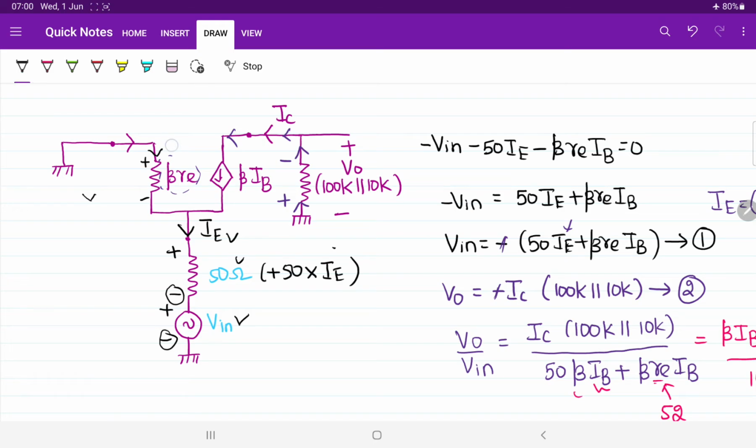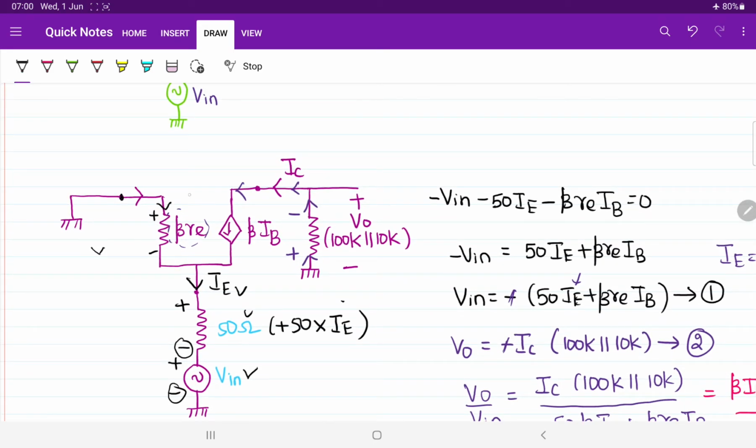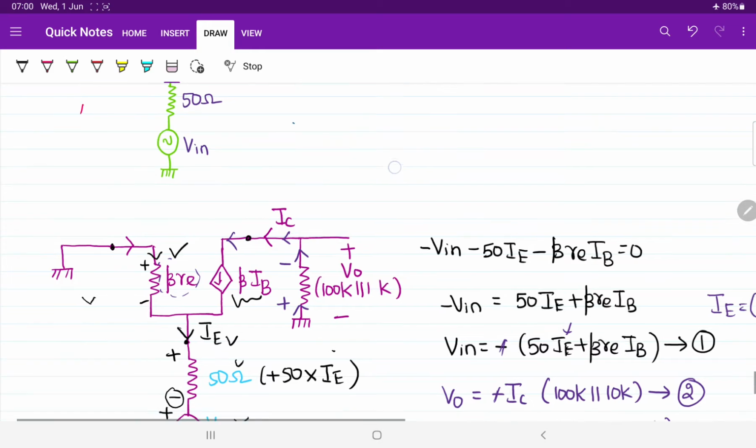Transistor can be replaced by, from the base terminal, beta times Re, then the collector terminal. See there, this is the collector terminal. Here we have to consider beta times IB. After that, I told you that the 1 kilo ohm resistor and the 100 kilo ohm resistor are going to be connected in parallel to each other.